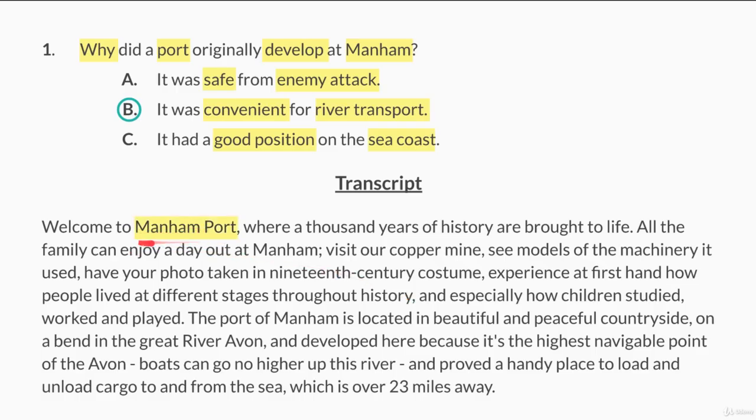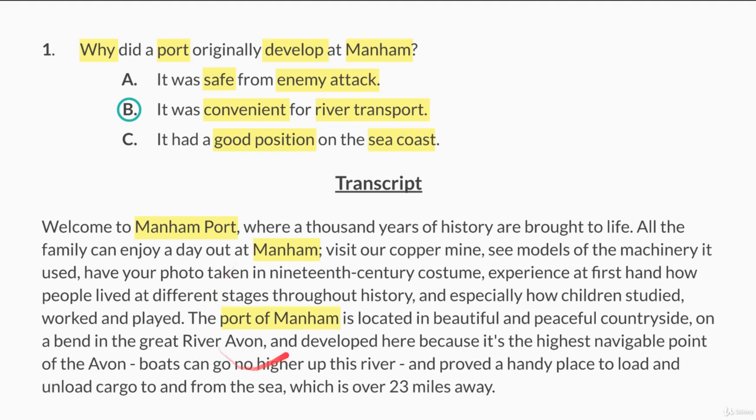Over here, as soon as the audio tape begins, they talk about Manham Port, okay? So that's not very helpful, as we already talked about. This is a repetitive keyword, so it's not very helpful to us. The next thing they talk about is, again, Manham over here. So let me just read this. The lady says, "Welcome to Manham Port, where 1,000 years of history are brought to life. All the family can enjoy a day out at Manham." It's kind of just going on and giving a history of Manham Port. It's talking about the significance of Manham Port.